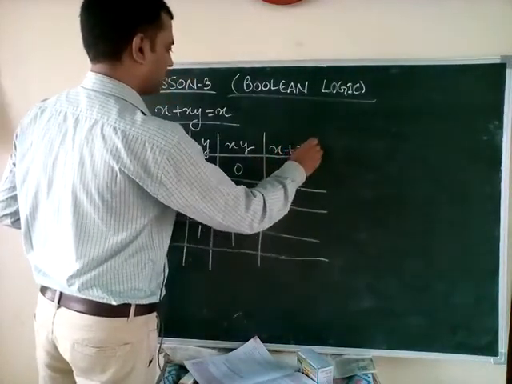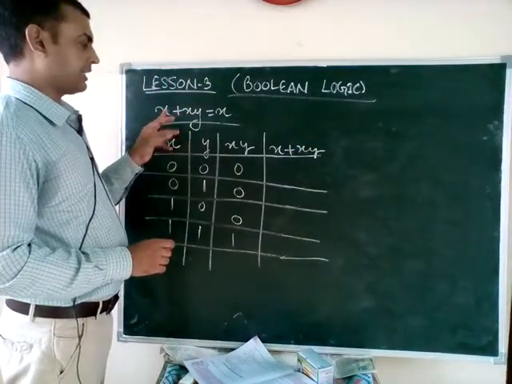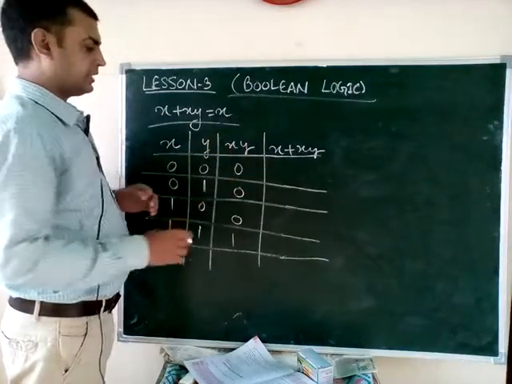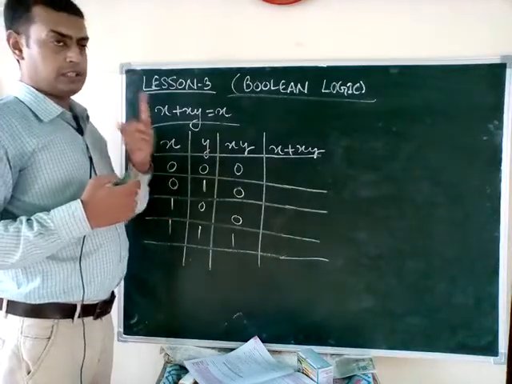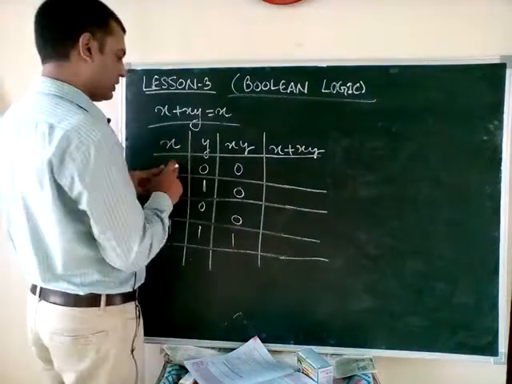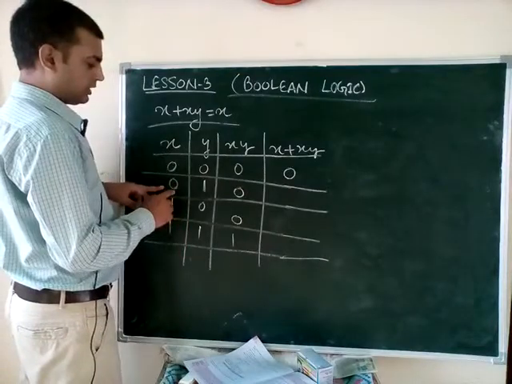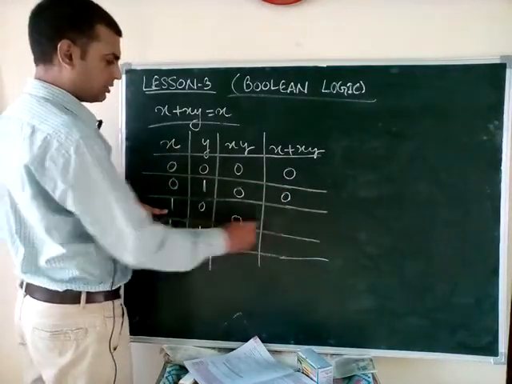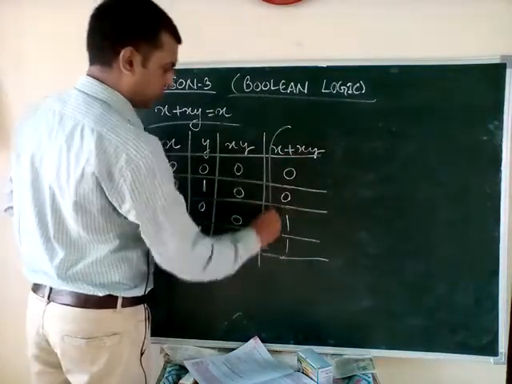x plus xy, as we have calculated xy, so it's easy to add this x in this. So add x plus xy. In addition, in OR logic, we know that if any one is there in the row, then we will give 1. So in this you can see x and xy both are 0, so we will give 0. In this both are 0, you can give 0. In this you can see 1 is here, so 1, and in this both are 1, so you will give 1.